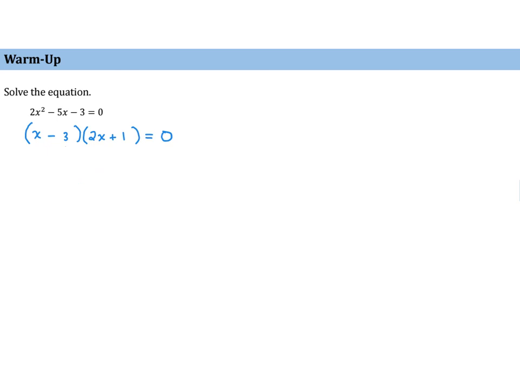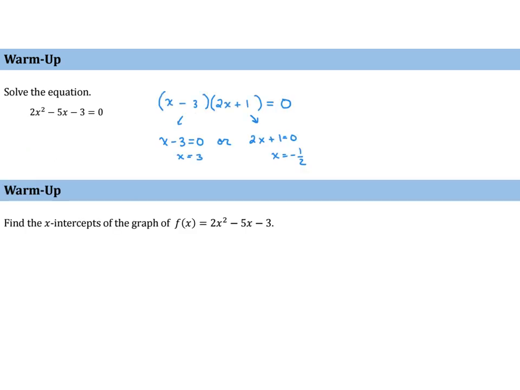So now we can set each factor equal to 0, so x minus 3 equals 0, or 2x plus 1 equals 0, and so x equals 3, or x equals negative 1/2. So now, having solved that equation, let's move on to the second warm-up.